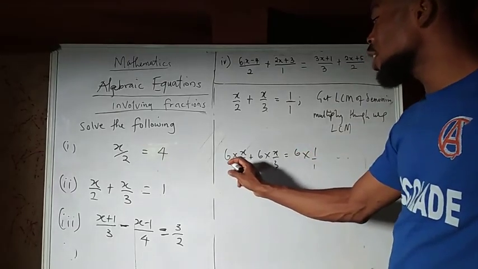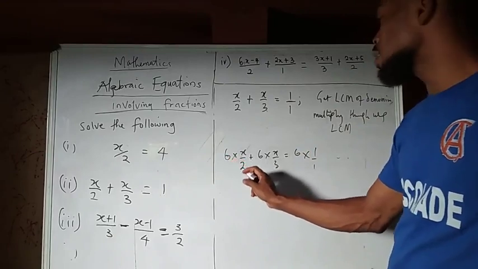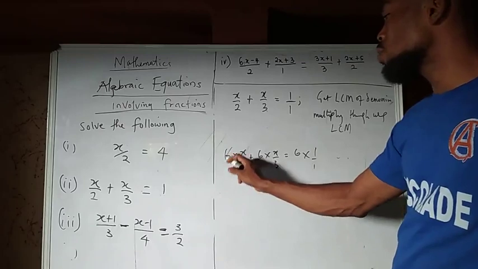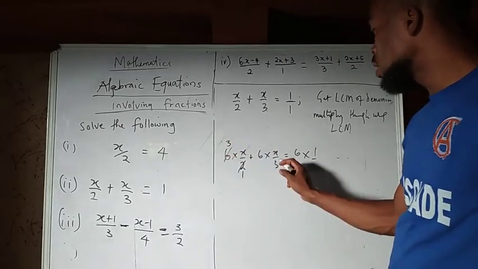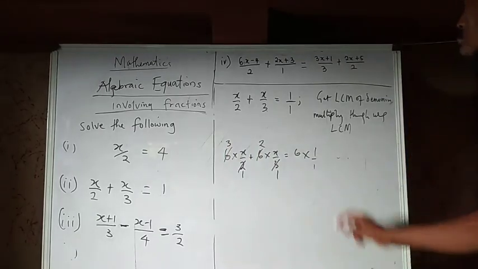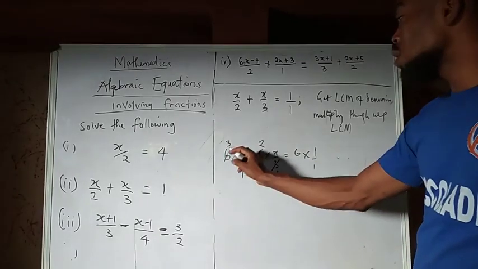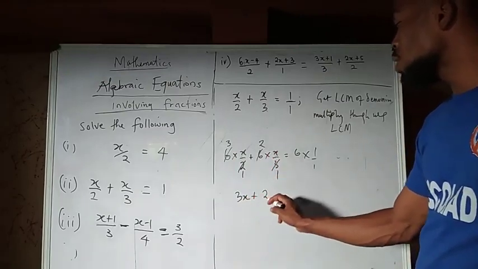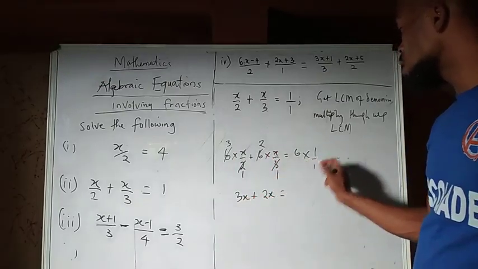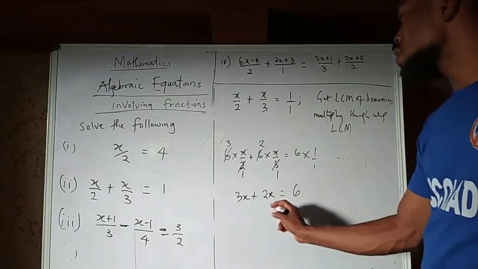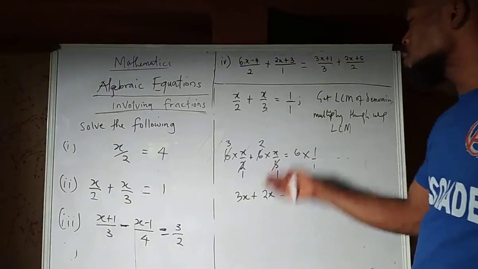So with this multiplication, I can see clearly that I can divide. 2 will go into 2 one time, 2 will go into 6 3 times, 3 will go into 3 one time, 3 will go into 6 2 times. So I think that's all I can do. So 3 times x gives me 3x plus 2 times x gives me 2x equals 6 times 1, which is 6. Alright.